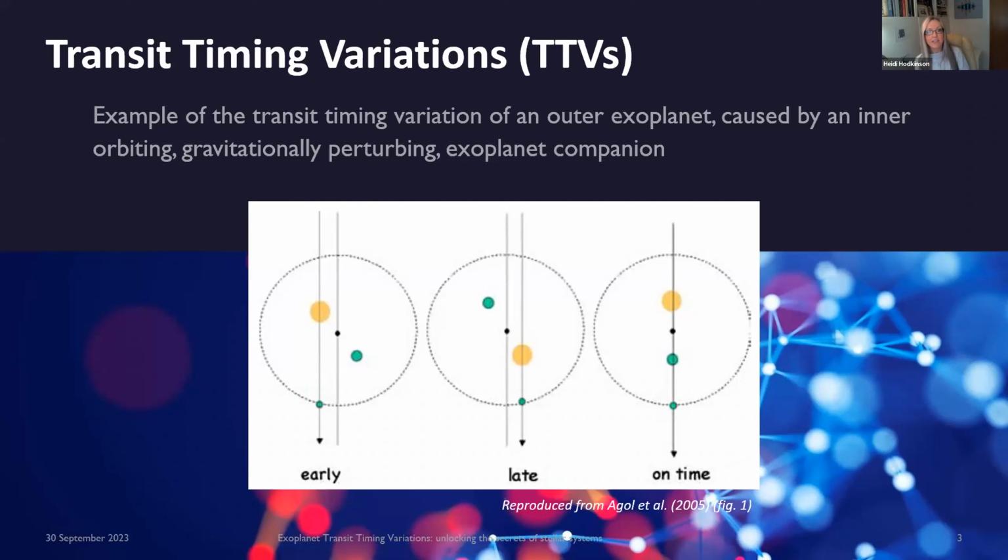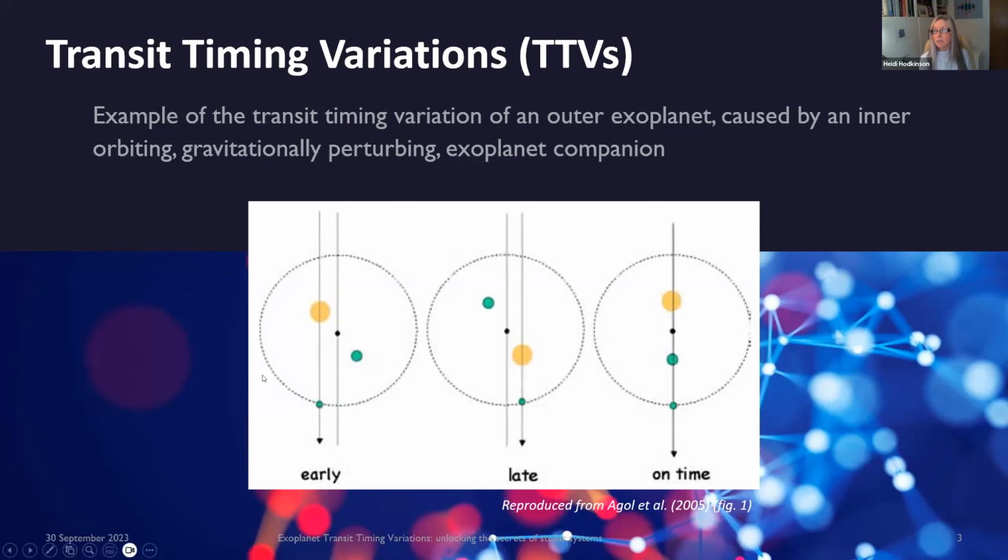There are other causes of TTVs, again, as we've just seen, such as orbital decay, when an exoplanet is gradually spiraling in towards its host star as a result of the strong gravitational tides caused by the exoplanet and host star interaction. However, the focus here is on those caused by the gravitational perturbation of another exoplanet, whether also transiting or not.